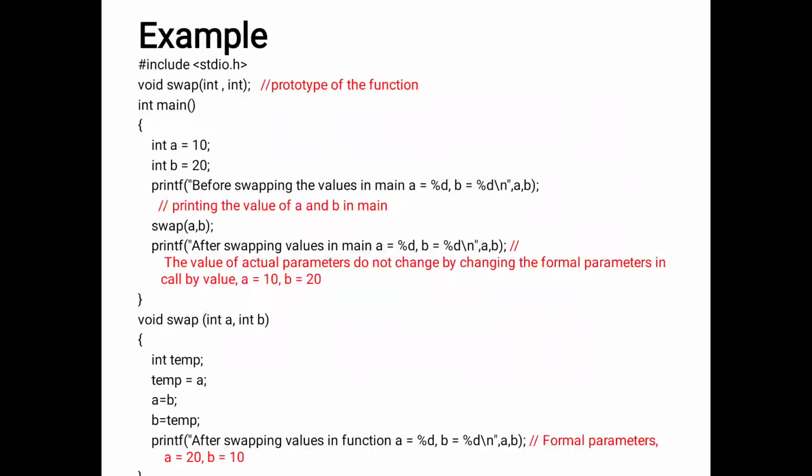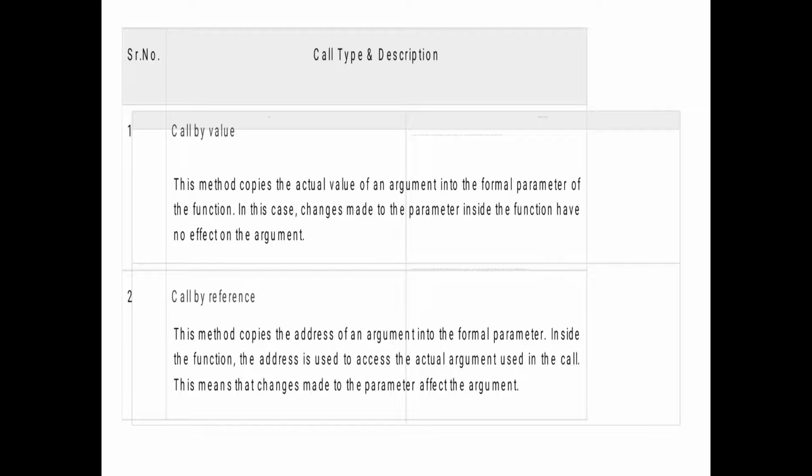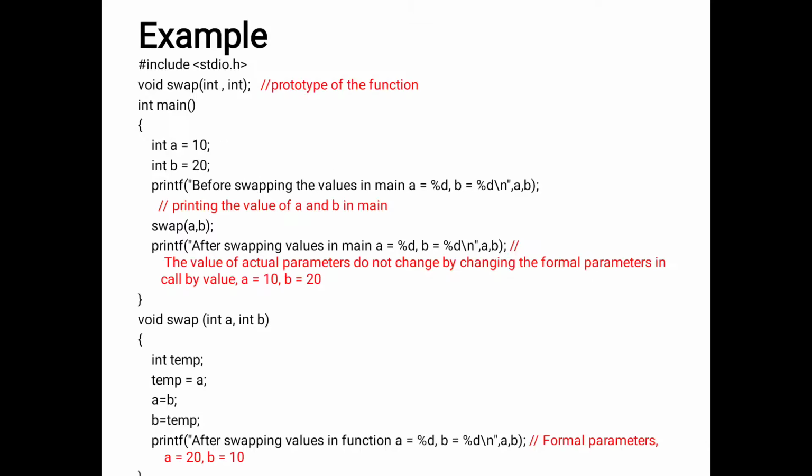Call by reference means it copies the address of the argument. So here is one example regarding call by value. Here you know that stdio.h is a header file, and void swap(int, int) is the prototype of the function, so the declaration regarding the function. Here void is the return type and swap is the function name. int, int is the parameter list.